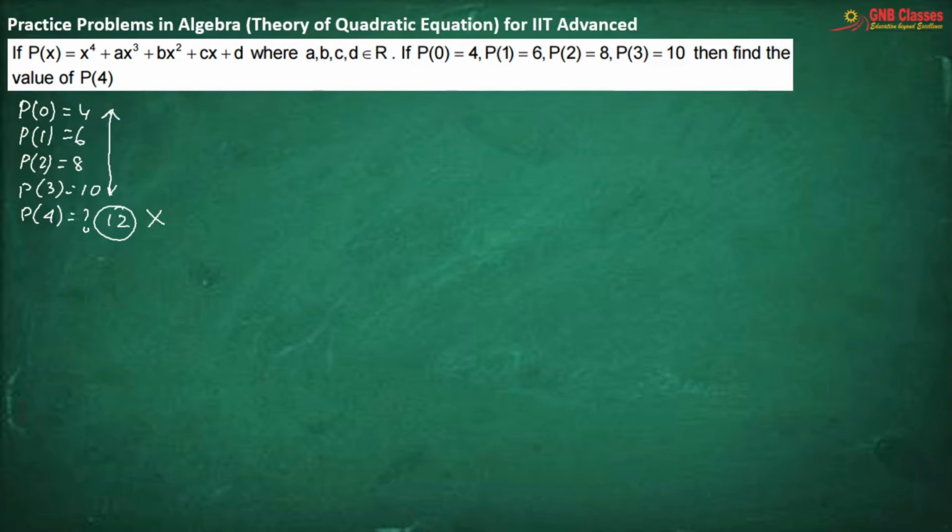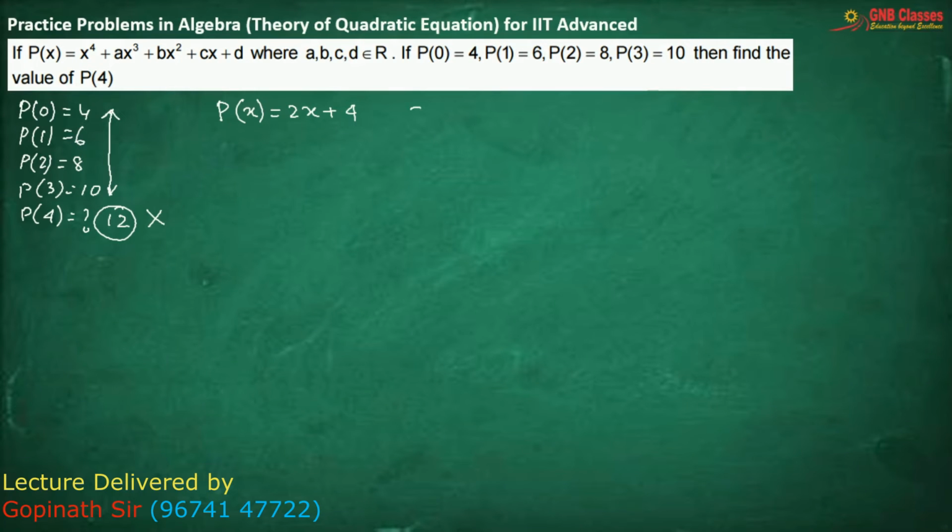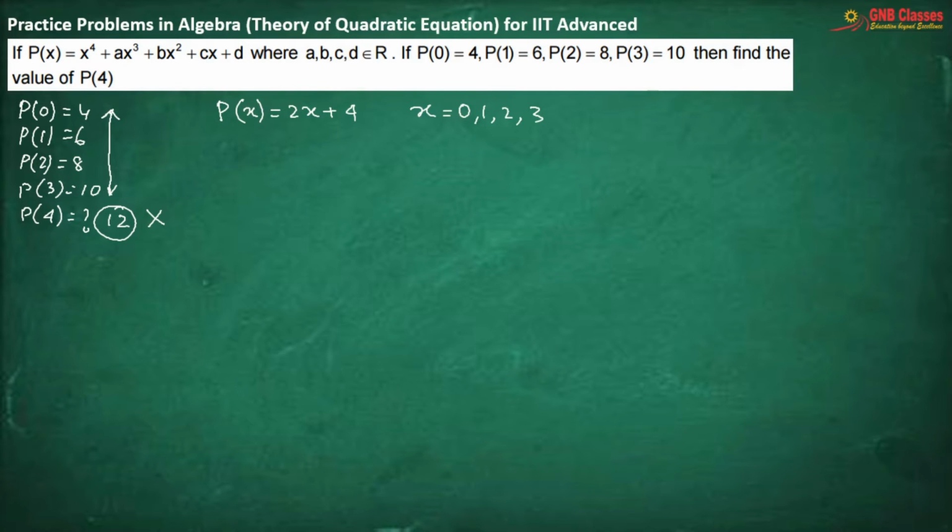Now so how to do this sum? You observe one thing, that P(x), I'm writing it as 2x plus 4. Here x takes the values only 0, 1, 2 and 3. Now observe carefully. If I put x equals to 0, we are going to get the value of P(0) as 4, which satisfies the given condition.